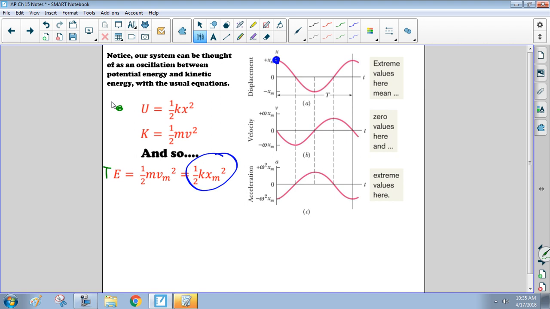Or by looking at a maximum velocity, because the point of maximum velocity is when there's no EPE. Does that make sense or no? So your total energy is going to be equal to either your maximum kinetic energy or your maximum elastic potential energy. Follow?